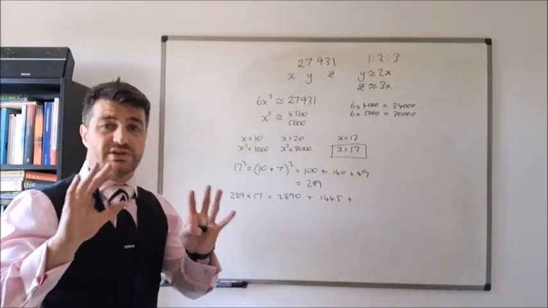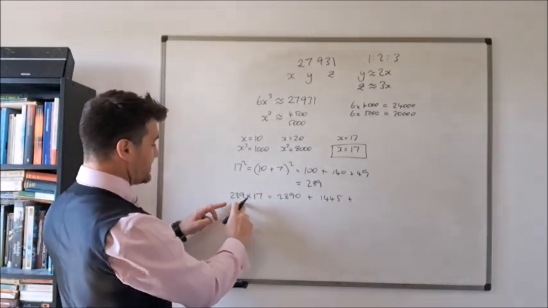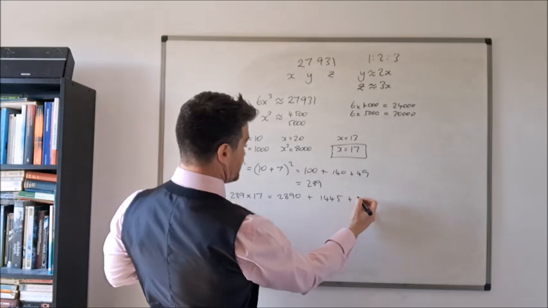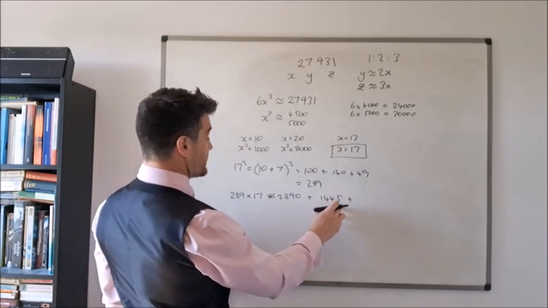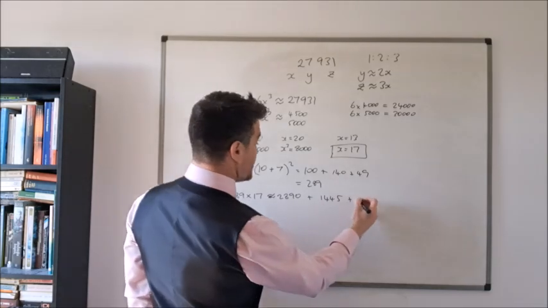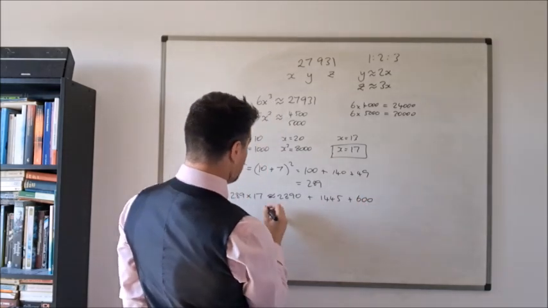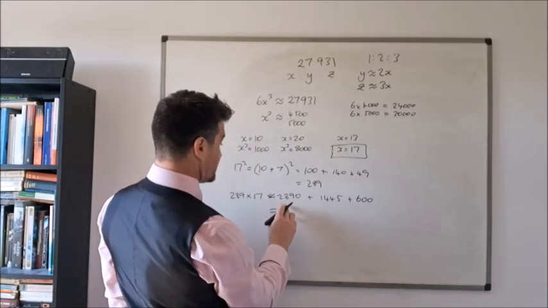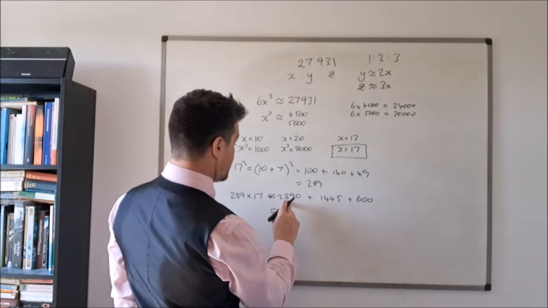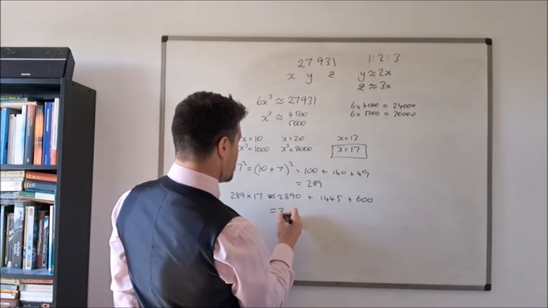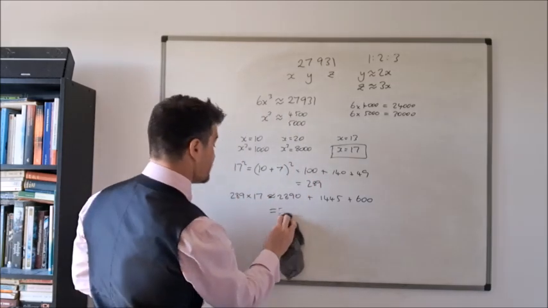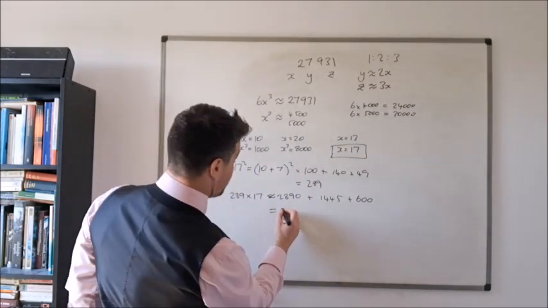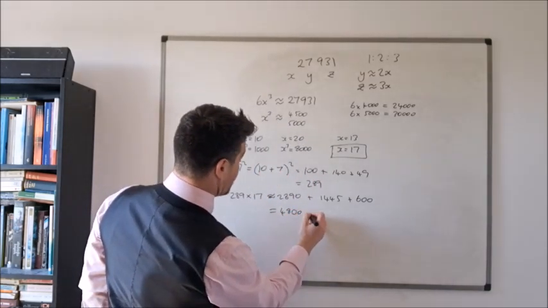Remember, we're interested in approximations here, so let's just call this 300. So it's going to be approximately equal to 2,890 plus 1,445 plus, let's say, 600. So what's that equal to? 2,000, 3,000, it's going to be 4,200, 4,800. Right, so it's going to be about 4,800-ish.